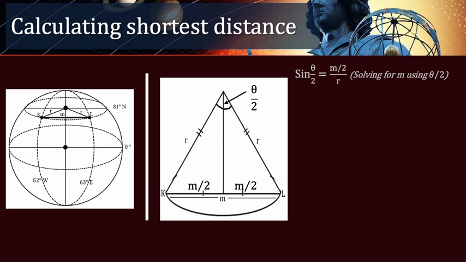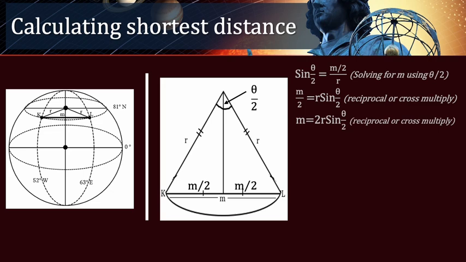I will multiply these using the reciprocal or cross multiply. So when I cross multiply, it will be M over 2, which is equal to R times sine half theta. Now, I want to remain with M alone on this other side. What am I going to do? I will multiply again both sides with the reciprocal of half, which is 2. This side I'll remain with M, and the other side of the equal sign, it will be 2 small r sine half theta.